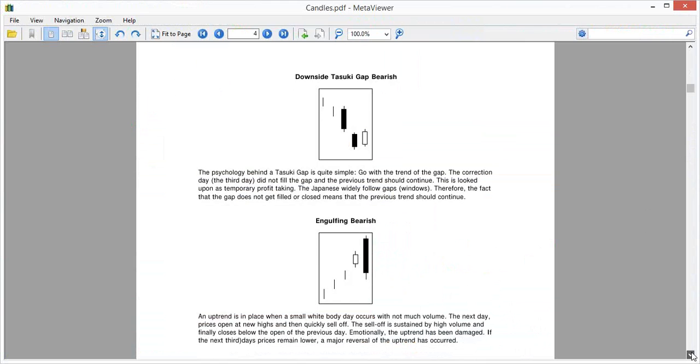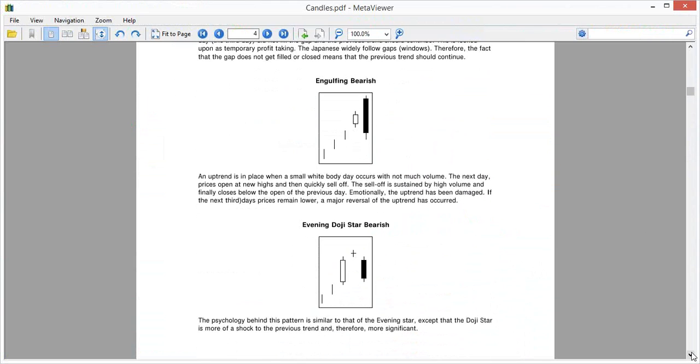So we go on to our next candle, engulfing bearish. An uptrend is in place when a small white body day occurs with not much volume. So there's not much volume. We have a small candle that is bullish, but there's no volume to it. The next day, price opens at new highs and then quickly falls off. So again, the black candle here is a bearish candle.